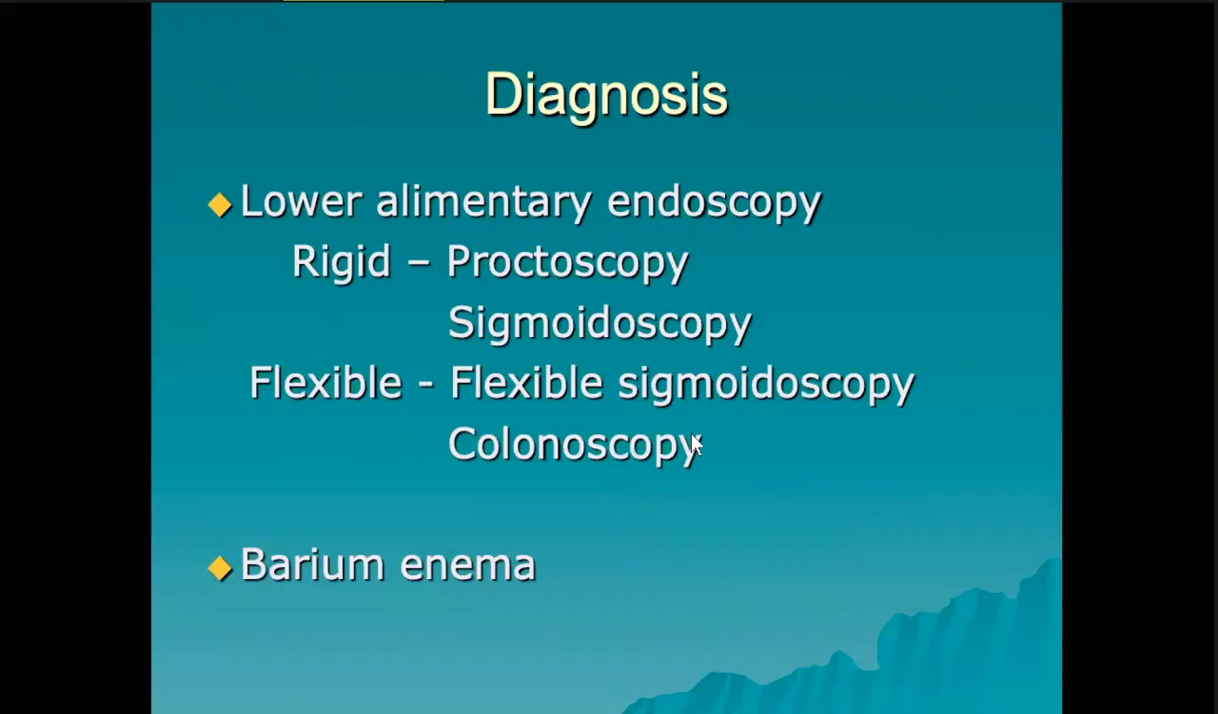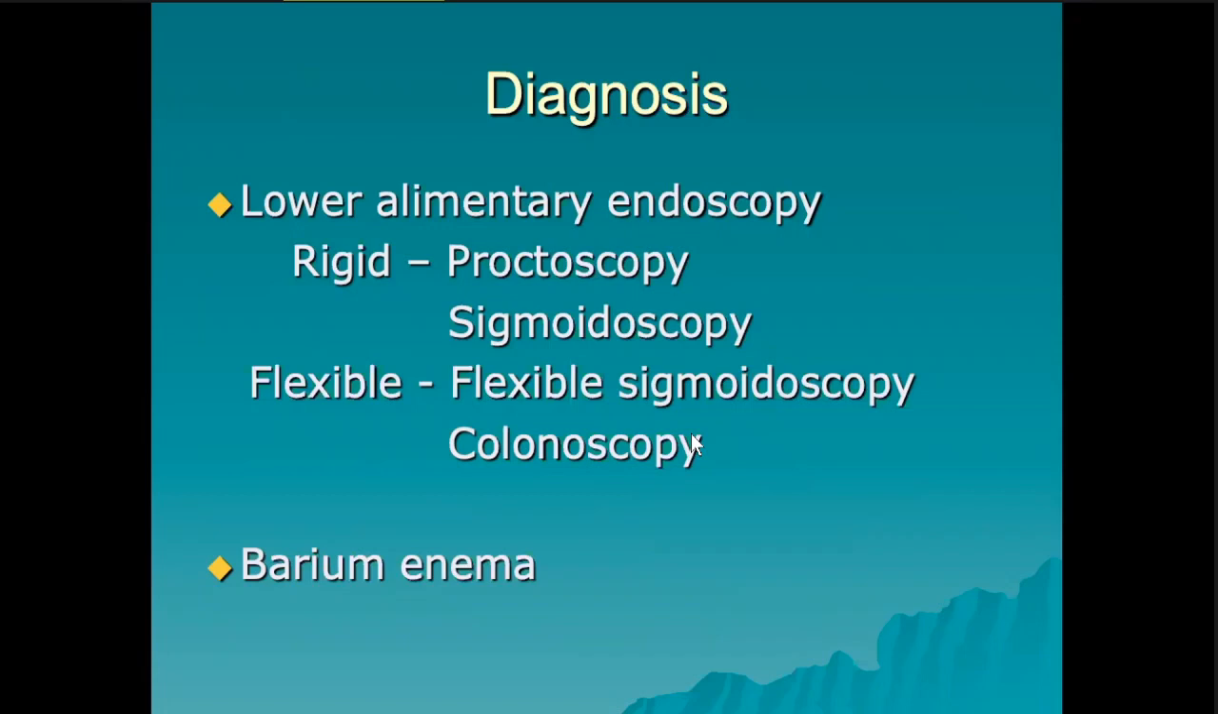Now, the flexible sigmoidoscopy can be done either with a flexible sigmoidoscope, which is calibrated to about 70 centimeters, or through a colonoscope. With a colonoscope also, you can do a flexible sigmoidoscopy. And in this test, what we are looking at is the rectum, then the sigmoid colon, the descending colon, and the splenic flexure. So it is a test to look at the left colon.